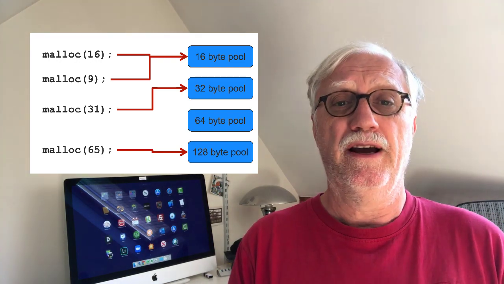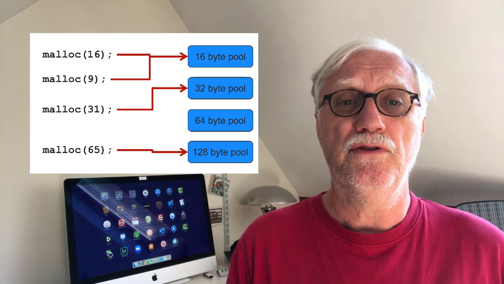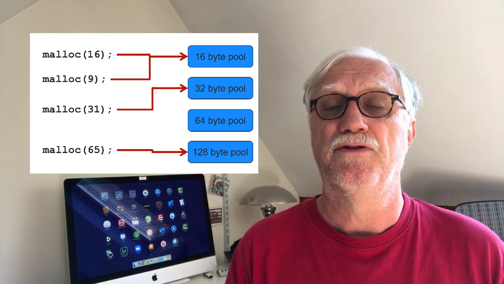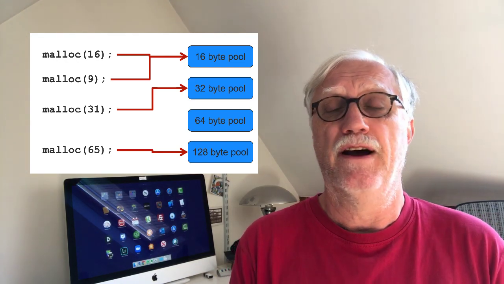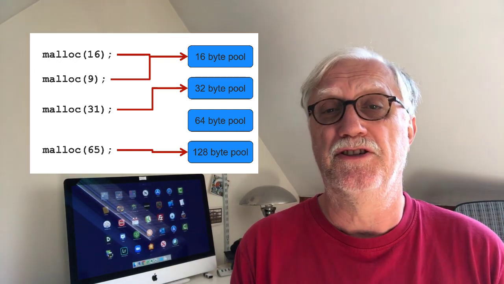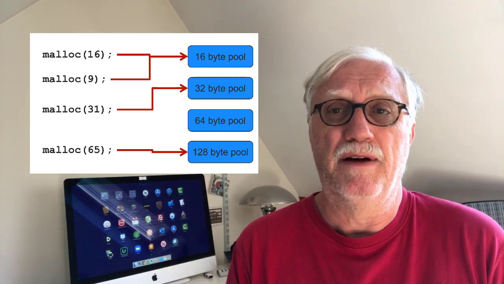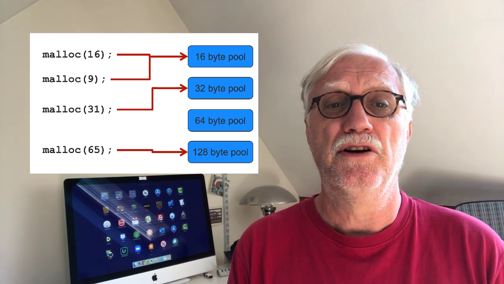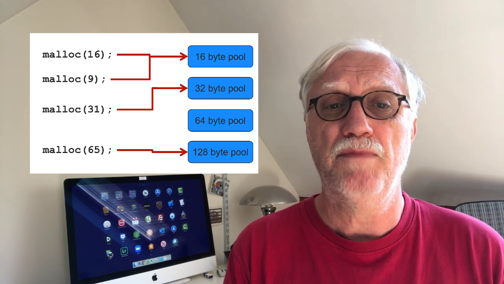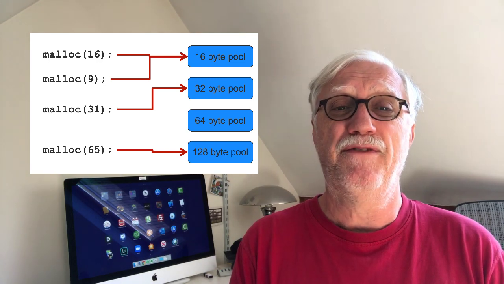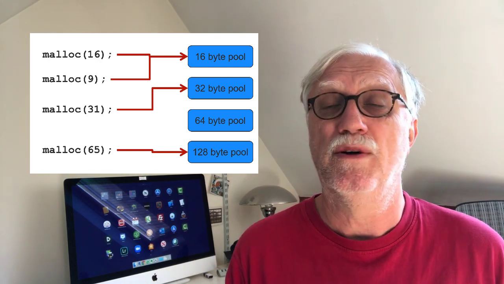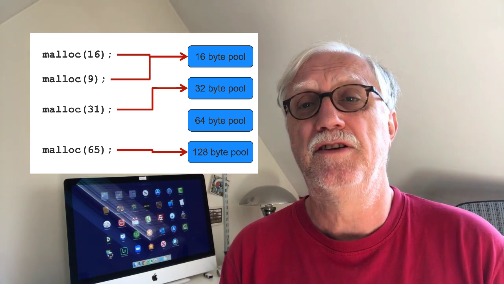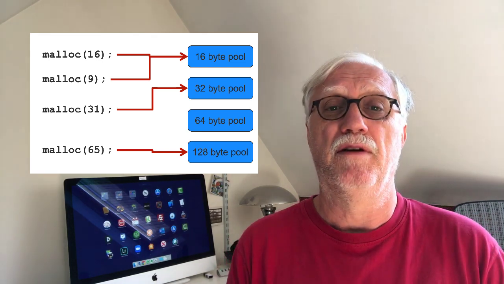In my example here, I've got a series of 4 pools. If I make a call asking for 16 bytes, that's fine, it comes from the 16 byte pool. If I ask for 9 bytes, it comes from the 16 byte pool. So I'm getting a bit of extra memory, but I'll relinquish it in due course. There's no real waste. If I ask for 31 bytes, it comes from the 32 byte pool. If I ask for 65 bytes, sadly, it comes from the 128 byte pool. So there's a bit of an overhead there, but this is quite manageable and not something which is a big difficulty.